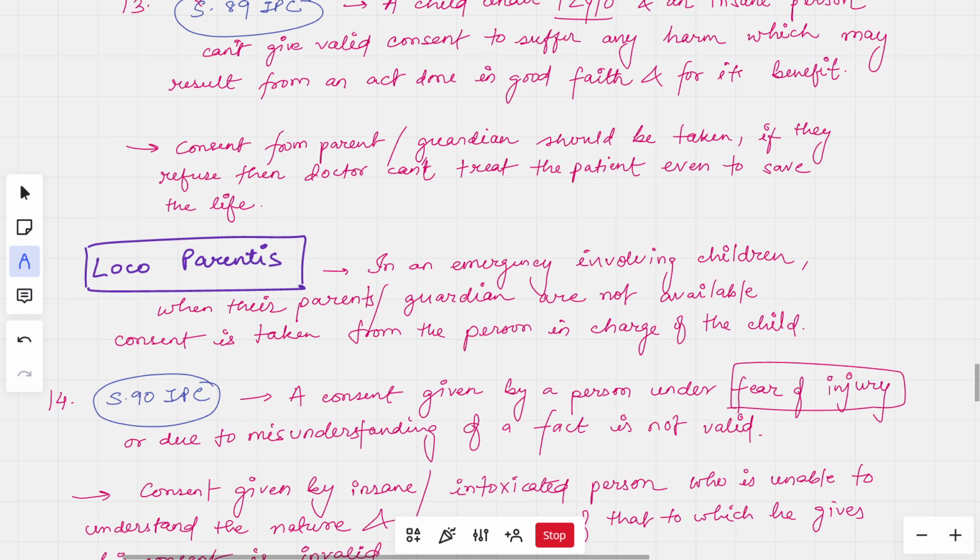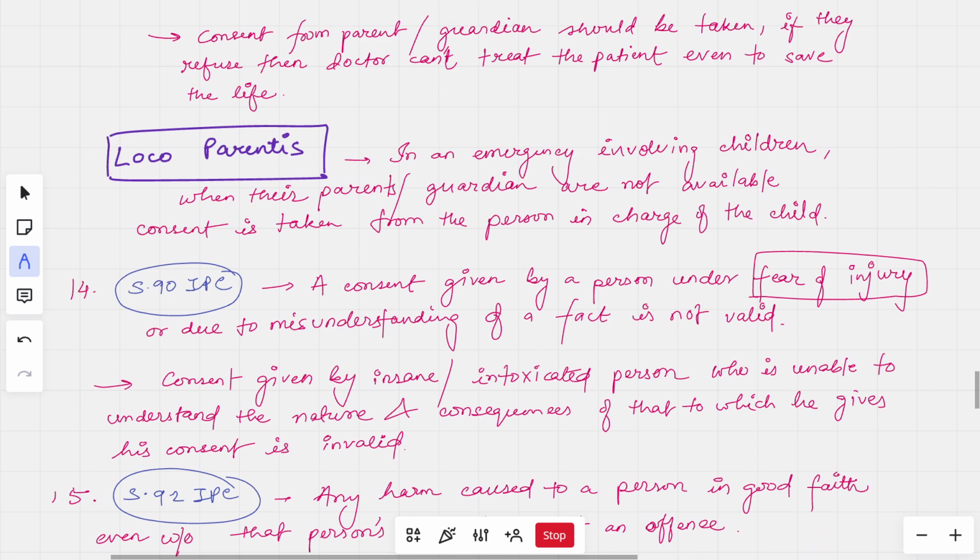Then in loco parentis. There's a term called in loco parentis. What does it mean? It says that in an emergency involving children, when their parents or guardian are not available, consent is taken from the person in charge of the child. For example, in case of a school accident, the consent can be given by the teacher in charge or the person in charge.